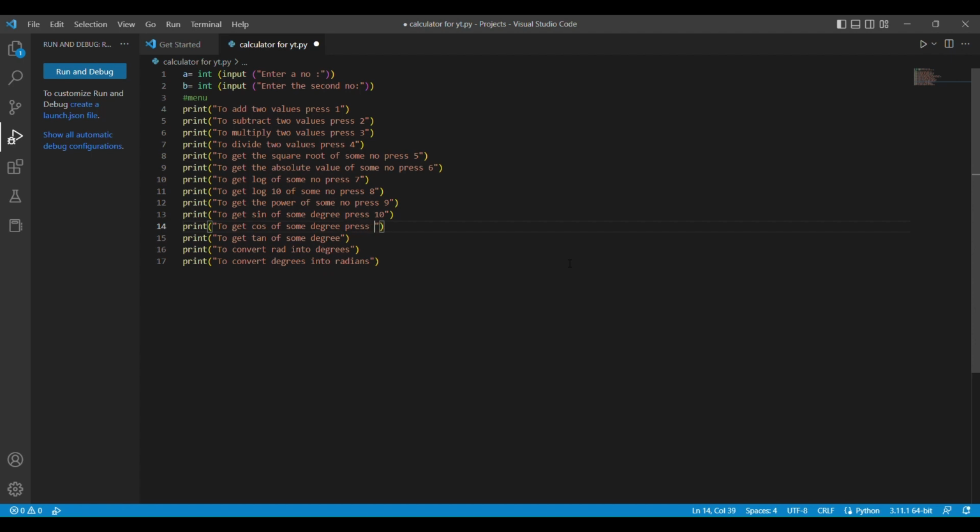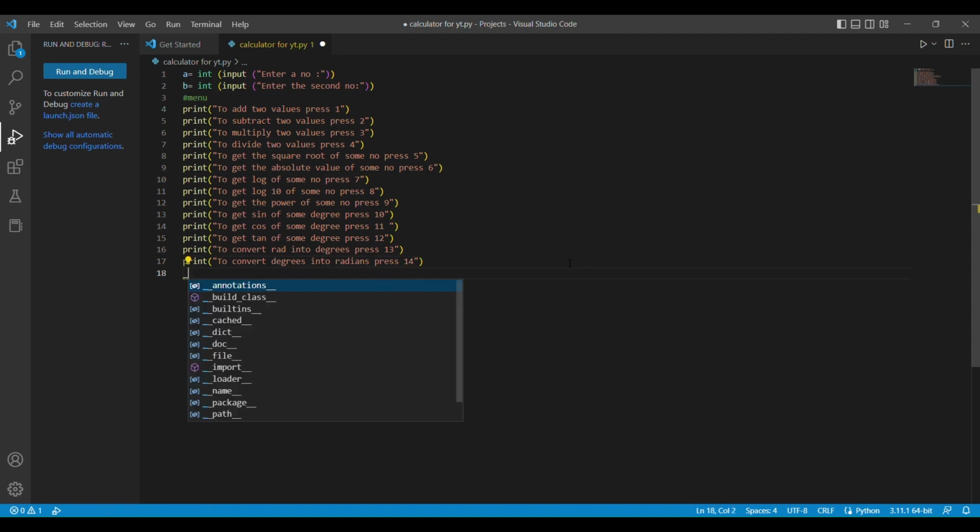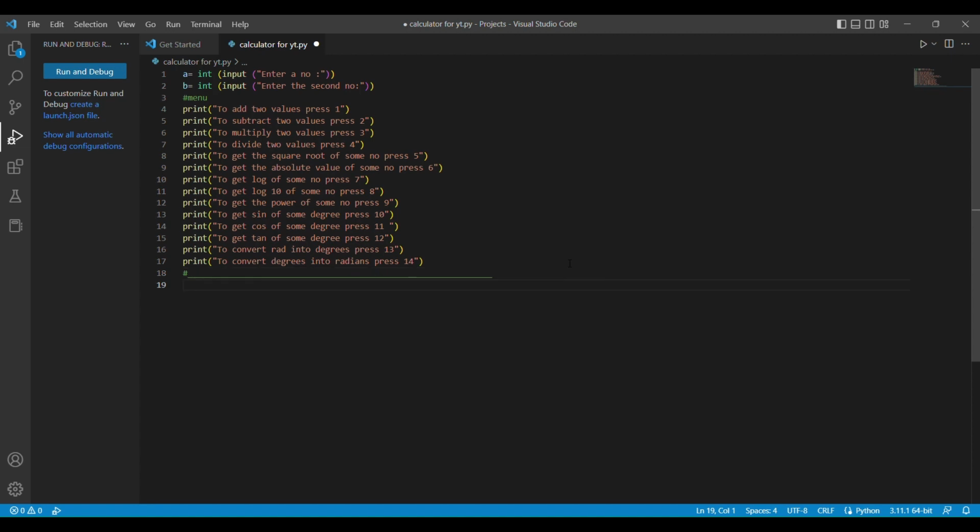Let's give them some keys. Press means here key enters. Okay, we are given the menu, so our menu is completed. So let's complete it with some comment. Now we will start using the if and elif statements.